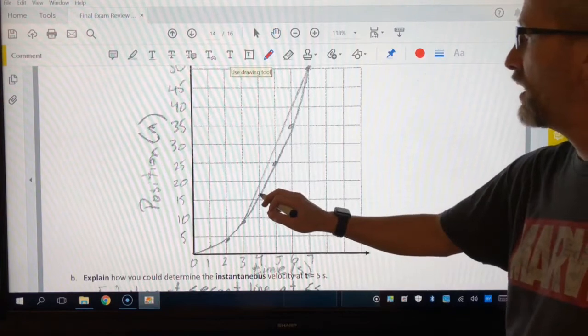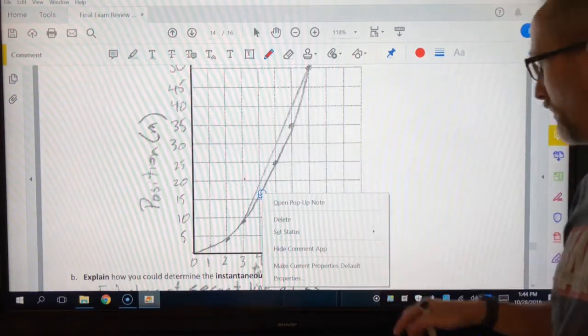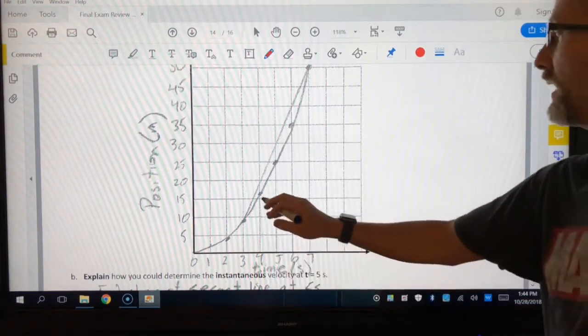So if I draw a line, here, let's do this. Draw a line from here up to here. Well, that's actually just delete that little guy right there.